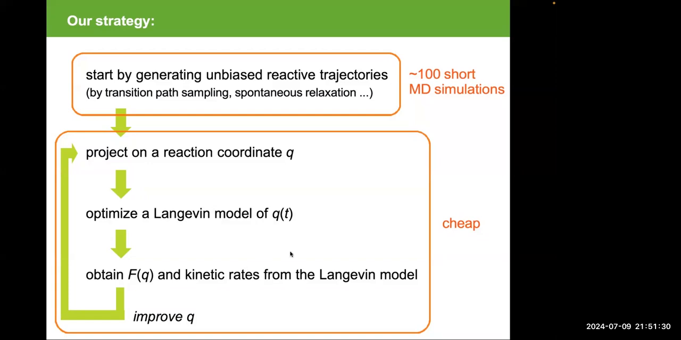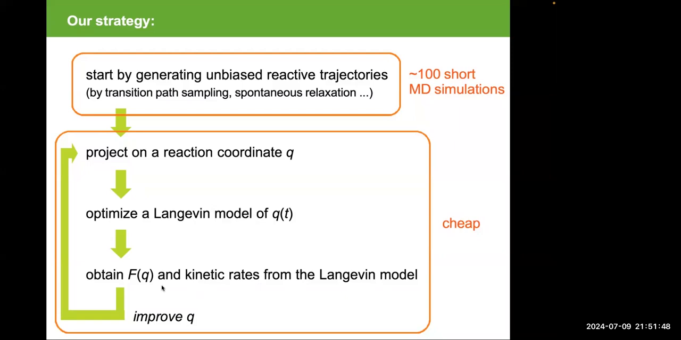This can be done in a mathematically robust way. I can tell you if you are curious. And as an output, it gives you the rate. So as input, you give an input reaction coordinate that you chose. As output, you get a kinetic rate.